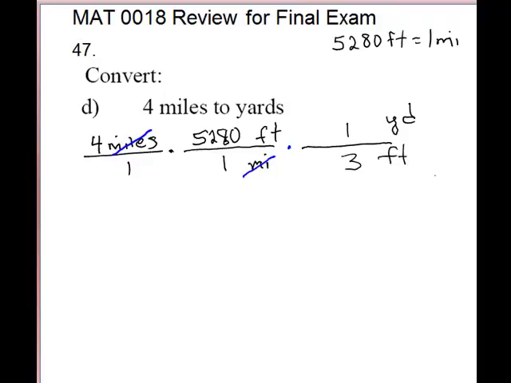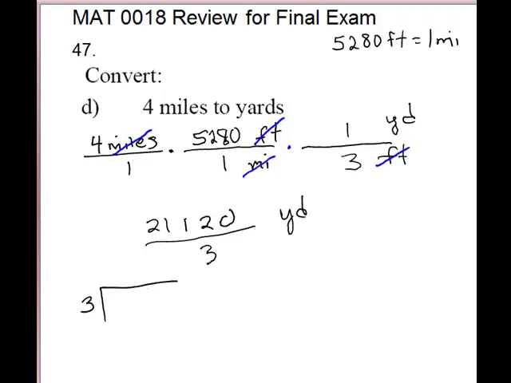So we'll just multiply all the way across. Whoops, let me take this unit out. Now I'm getting into yards. Right, so I have 4 times 5,280 times 1. So 4 times 5,280 is 21,120. That's in yards. 1 times 1 is 1, times 3 is 3. And we'll divide it out.